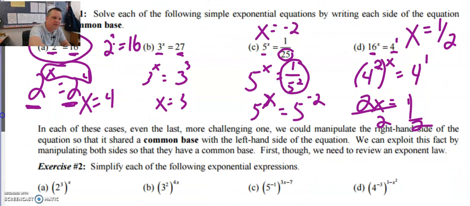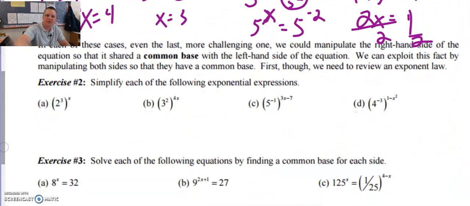All right? The key thing is getting the common base. There are other methods, too, that we're going to learn about, but this is just the common base one. What do they want us to do here? Simplify each of the following exponential expressions. So remember, power to a power, you just multiply. I'm going to go through this pretty quick, and if you need to slow it down or pause it, go right ahead.